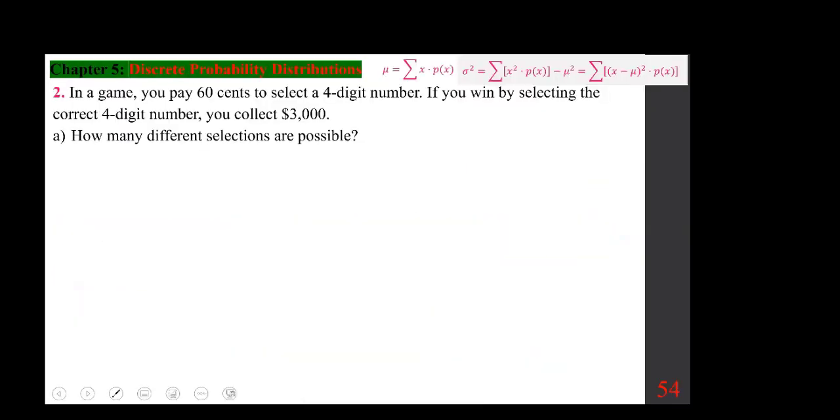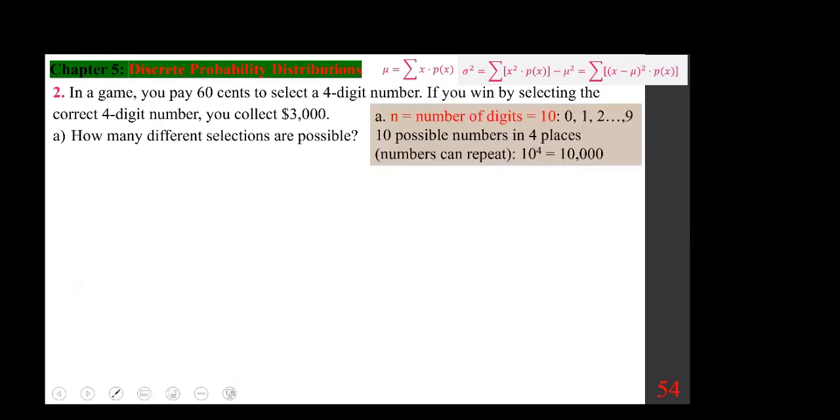In a game, you pay 60 cents to select a 4-digit number. If you win by selecting the correct 4-digit number, you collect $3,000. How many different selections are possible? Great. So we have 4 digits. Remember, we have 10 digits from 0 to 9. Therefore, there are 4 spots. 10 times 10, 4 times. That means 10 to the power of 4. So for a 4-digit number, we have 4 spots, 10 to the power of 4.